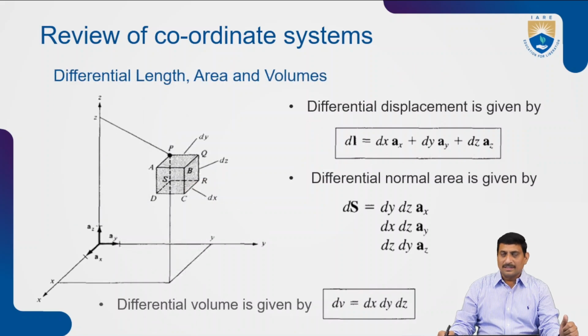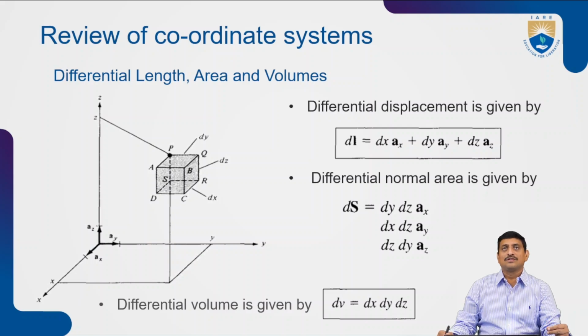Now we'll move to the next topic, the differential lengths, areas and volumes with respect to these coordinate systems. Let us consider a rectangular coordinate system. In the rectangular coordinate system, the three coordinate axes are the x-axis, y-axis and z-axis. What is the differential displacement length in the x-axis? If the variable x is increased by a differential amount of dx, the total incremental length in the x-axis is given by dx ix.